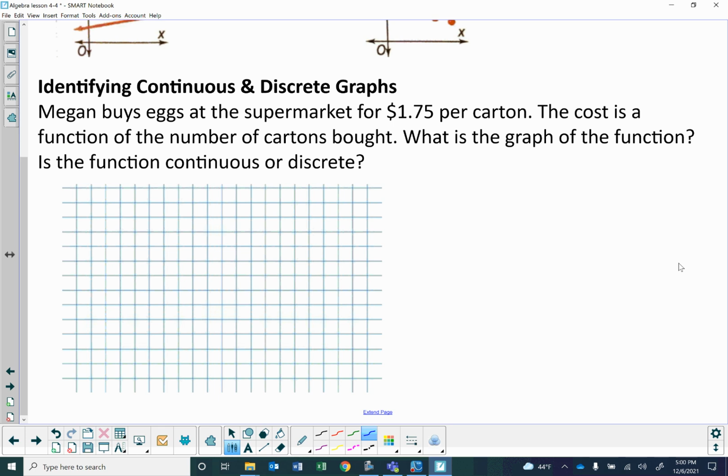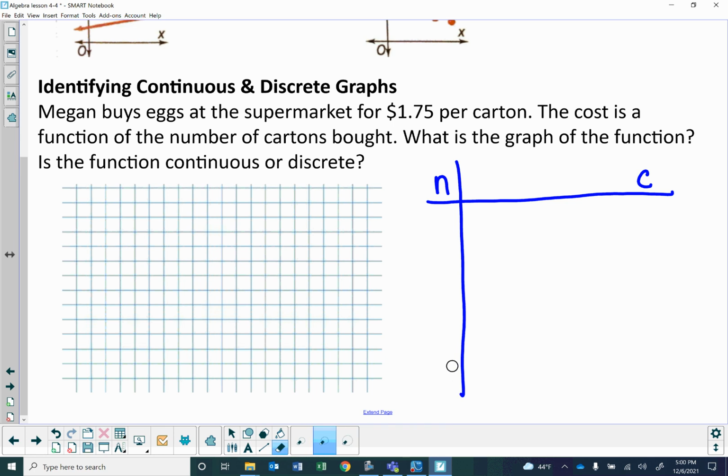Okay, so if she buys them for $1.75 a carton, I have n, and I have c, which is my cost. And they're going to cost me $1.75 a carton. I can't buy part of a carton. I have never been able to go into the store, open a carton of eggs, and say I want 3 of them out of the carton. They tend to frown upon that in the grocery store. They tend to think you're a little weird, and then they tell you to put all the eggs back in the carton and buy the whole carton. Okay, so I'm going to spend $1.75 a carton.